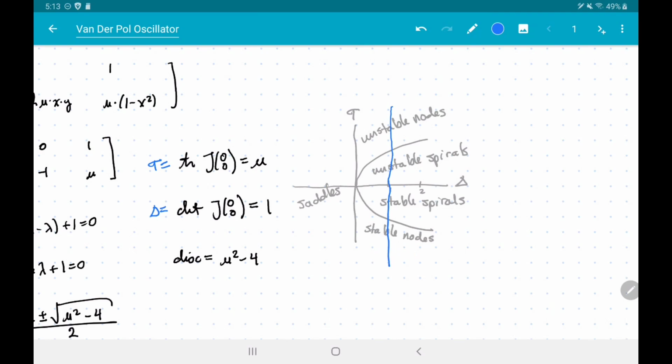So if you imagine now mu starting out down here as a large magnitude negative number and flowing upward, what kinds of changes to the vector field are we going to see? Well, we're going to see the origin start as a stable node, develop into a stable spiral, switch stabilities actually. It'll become a center right there. That's at mu equals 0.